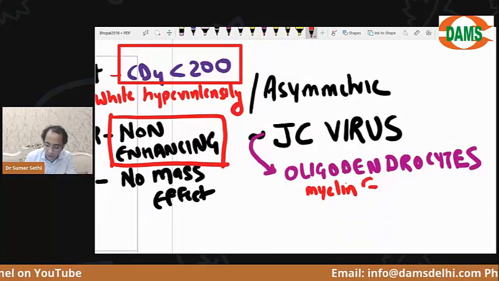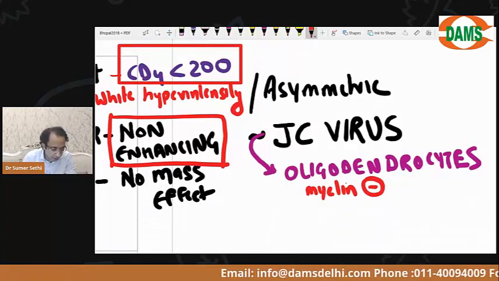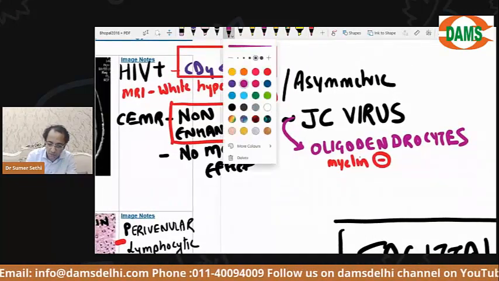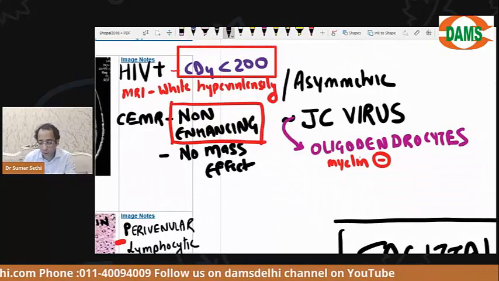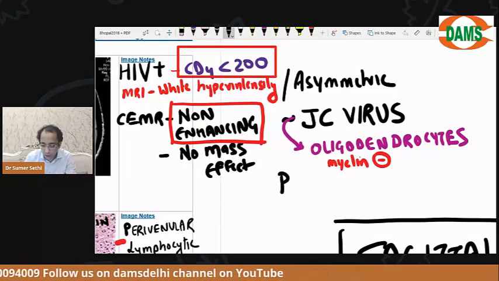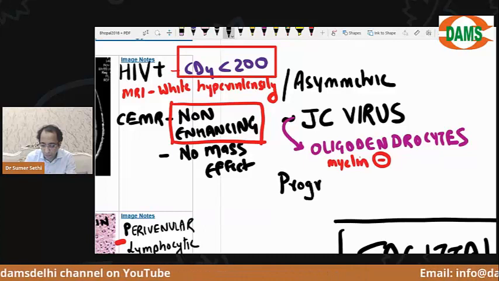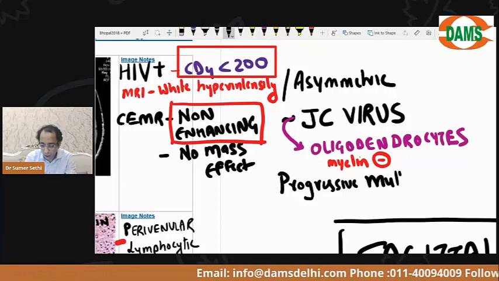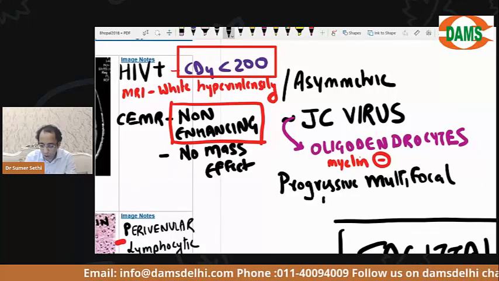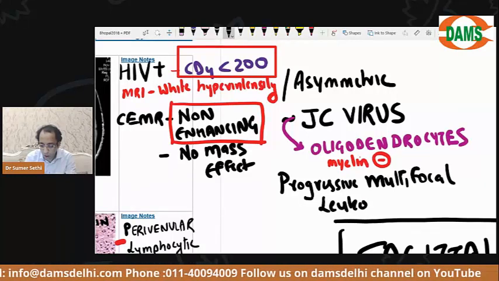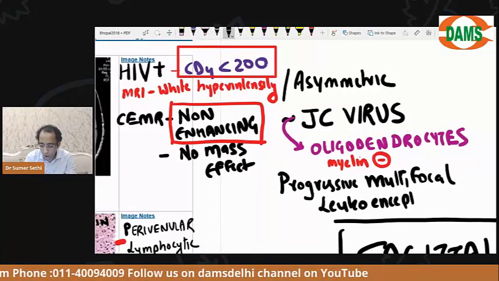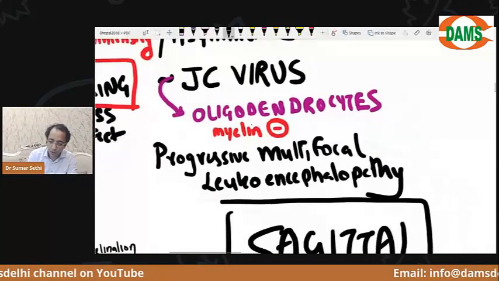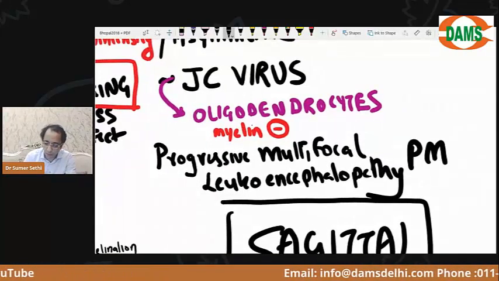Myelin formation will be defective. Everybody understands. So myelin formation will be defective, then you will have white matter disease. This is called progressive multifocal leukoencephalopathy. In short form, we call it PML.